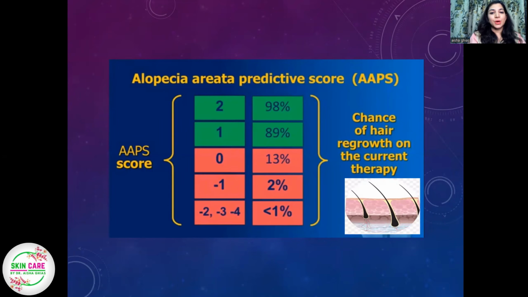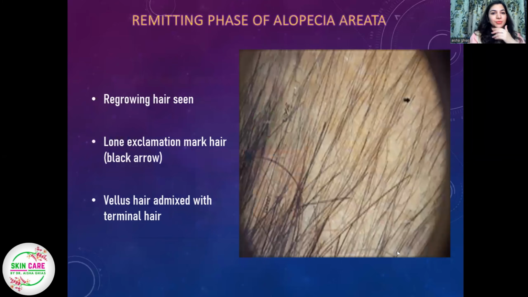If the score is 1, there are 89% chances. If the score is 0, only 13% chances of hair regrowth are there on your current treatment. -1 says there are only 2% chances of current therapy. -2, -3, -4, obviously less than 1%. So you probably have to change your treatment if you belong to these red tiles: 0, -1, -2, -3, -4. So this is one of the objective ways of documenting.